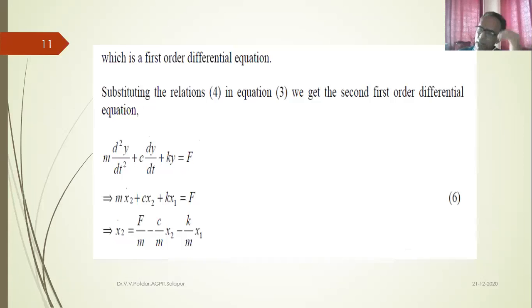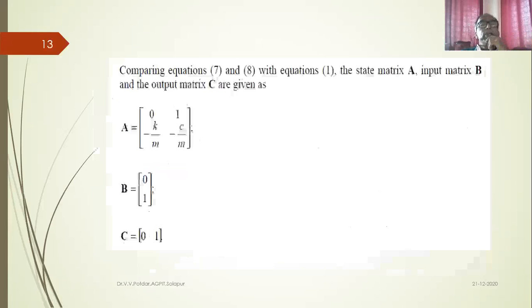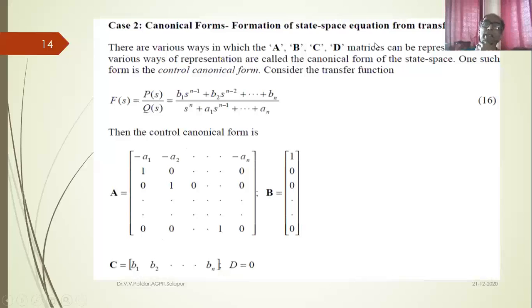a set of single order differential equations by using the state space approach. The second case is, given the transfer function, formation of the state space equation from the transfer function. There are various ways in which A, B, C, D matrices can be represented. These various ways of representation are called canonical forms of state space. One such form is the control canonical form.